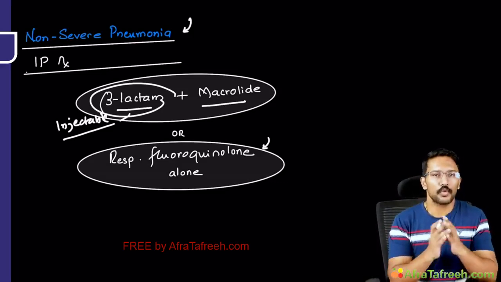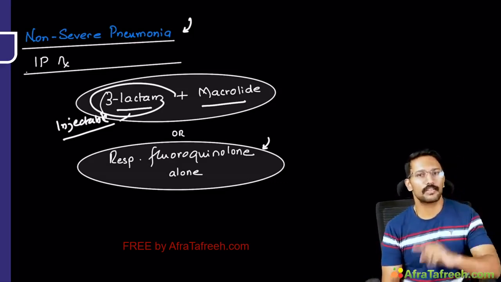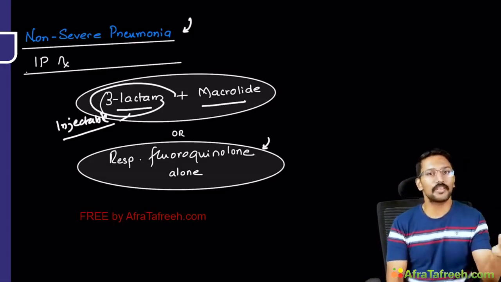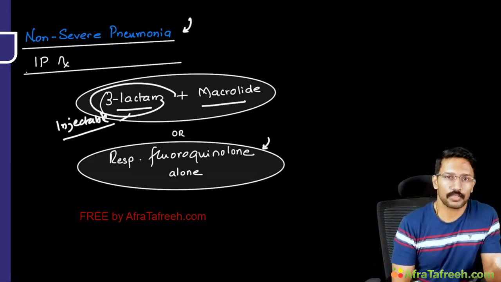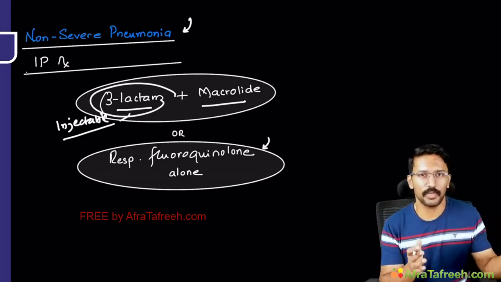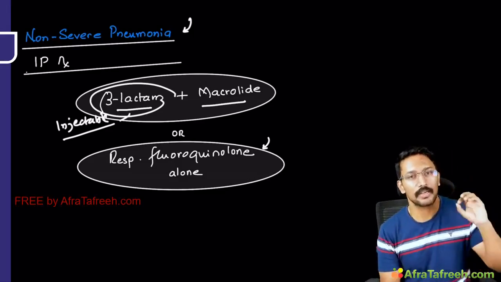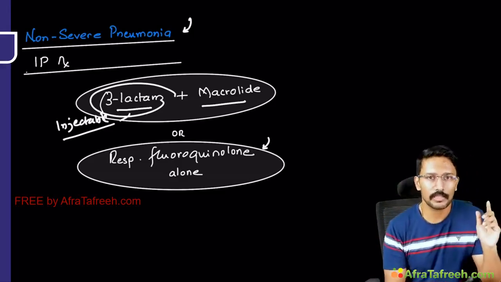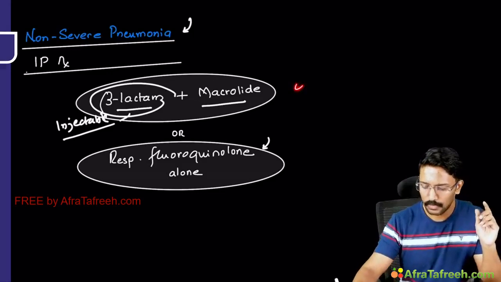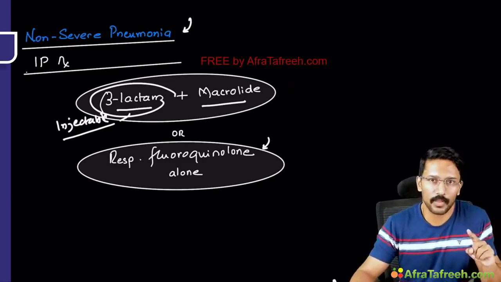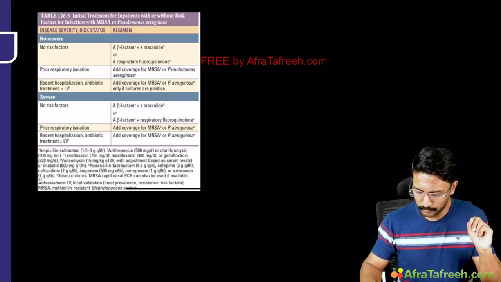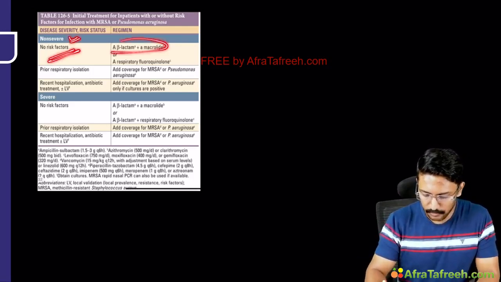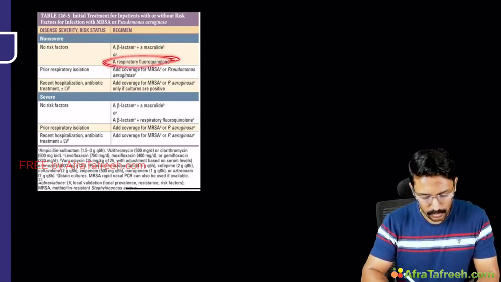This is when you don't have risk factors for drug-resistant organisms. So if previously your culture had grown Pseudomonas or MRSA, like in the last 1 year period, if you had a respiratory infection where culture had isolated MRSA or Pseudomonas, then we need to think of those organisms, right? So this is a table from Harrison that kind of summarizes. If it is non-severe and no risk factors, a beta-lactam plus a macrolide or a respiratory fluoroquinolone.